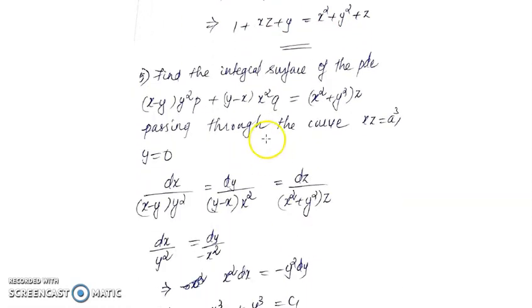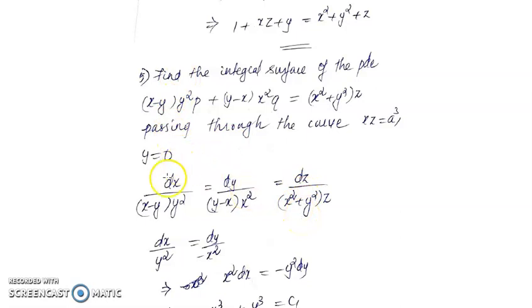Next question. Need to find the integral surface of the PDE (x minus y) into y square p plus (y minus x) into x square q equal to (x square plus y square) into z, passing through the curve xz equal to a cube and y equal to 0. So the auxiliary equation is dx by (x minus y) into y square equal to dy by (y minus x) into x square equal to dz by (x square plus y square) into z.